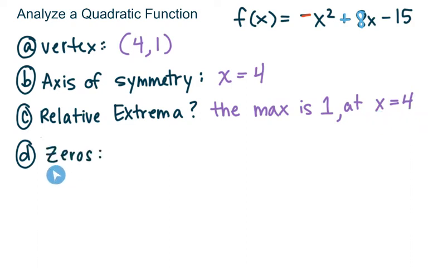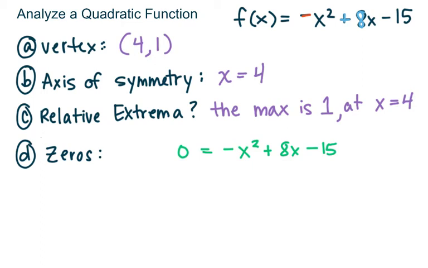Part D, we're going to determine the zeros of the function. And zeros, by definition, we learned this very early on in the semester, occur where f of x is equal to 0. So if you're asked to find zeros, that means you take the function and set it equal to 0. In this case, that's saying 0 equals negative x squared plus 8x minus 15.